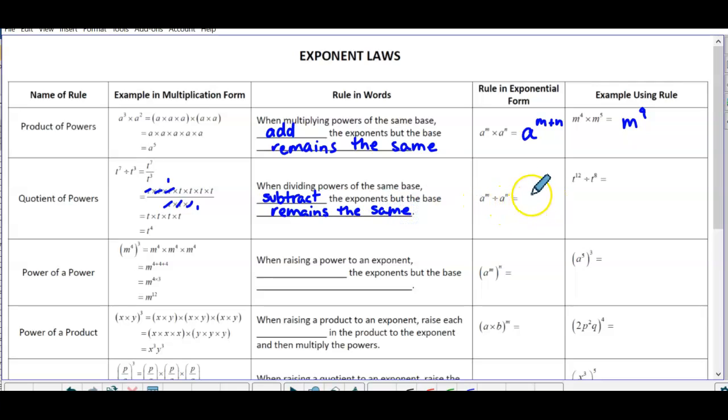So here the base remains the same and we subtract the exponents. 12 minus 8 is 4.